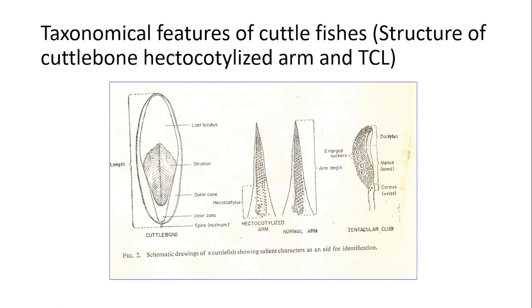The first one is cuttlebone, which includes striation, the center region. The posterior region has the outer cone, and the top region in cuttlebone has the loculus. The mid portion of the image is called the heterocotylized arm. It's a unique key character for the Cephalopod species, which is mainly for the purpose of the reproduction event. And the third image is a tentacular club.